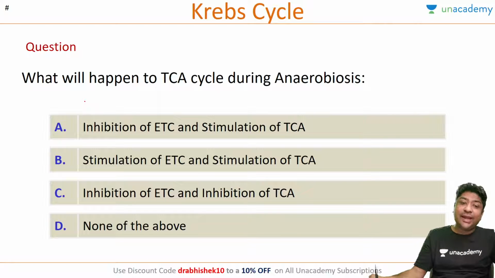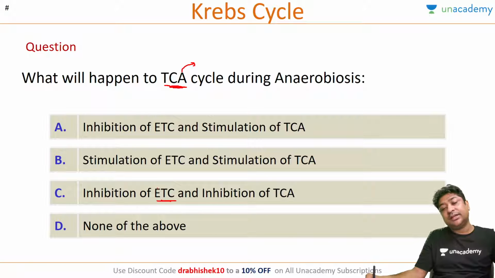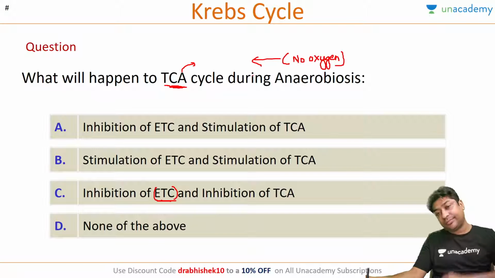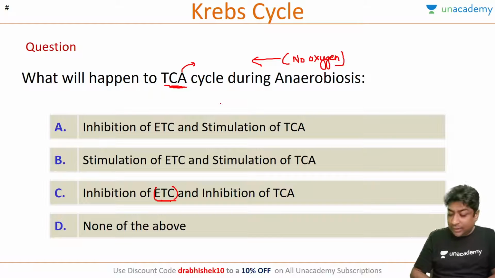So why should the TCA cycle be inhibited, or why should the electron transport chain be inhibited when there is no oxygen? If there is no oxygen, why should these two cycles be inhibited? It's a very important, fundamental question. Why can't the TCA cycle or the electron transport chain continue? In what step is oxygen required?